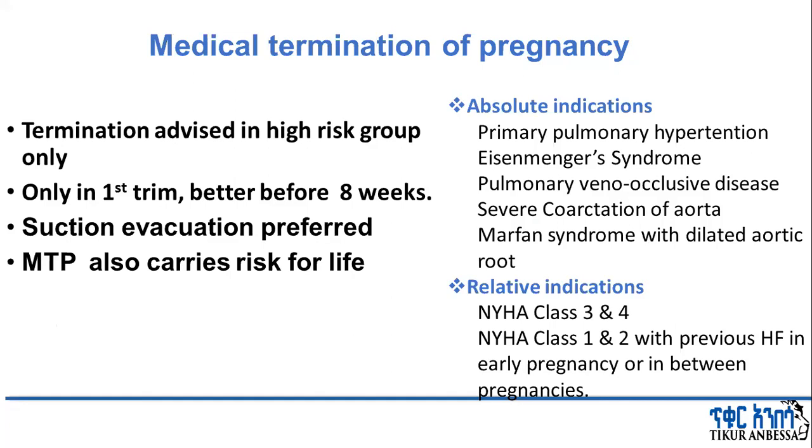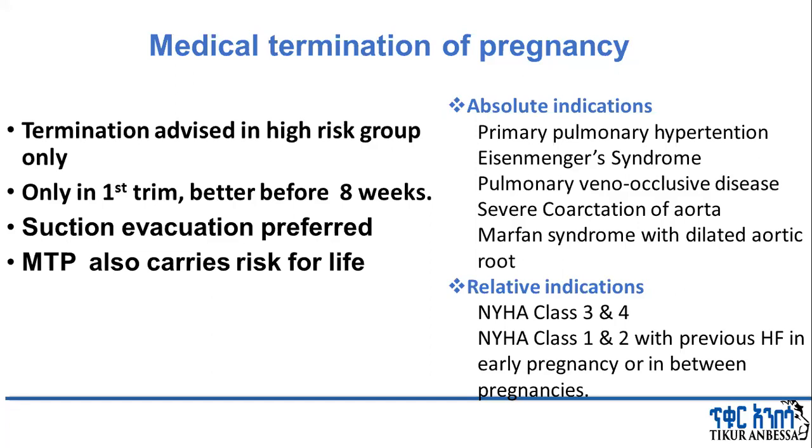Termination of pregnancy should be available for women with cardiac disease, but it has to be considered only in those with the very high risk groups I have mentioned, and it has to be done only in the first trimester of pregnancy. And even in the first trimester, it is better if it is done within 8 weeks.